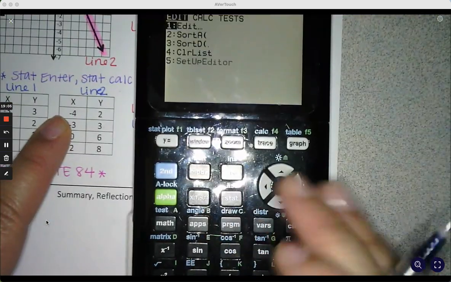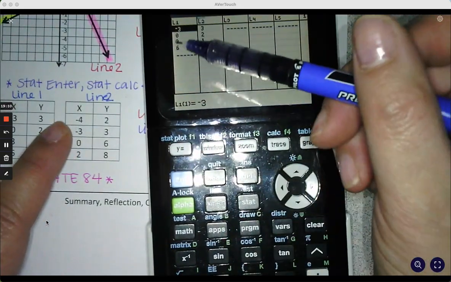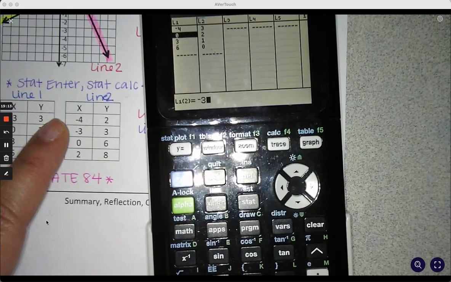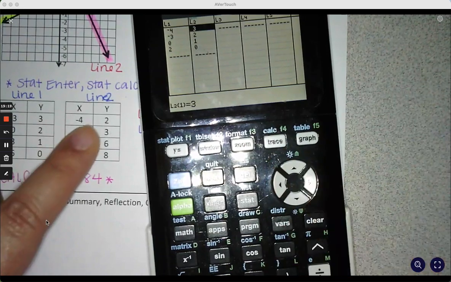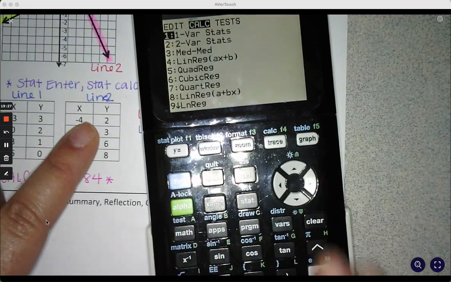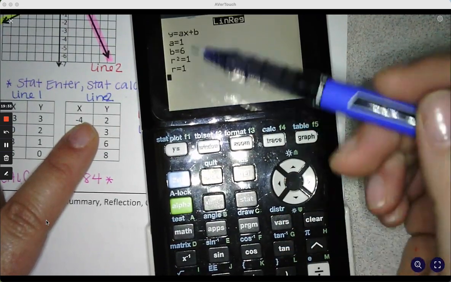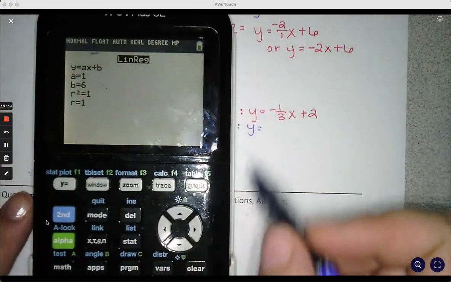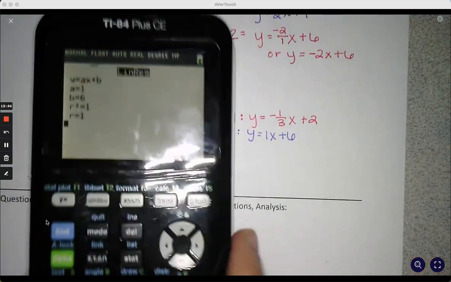Okay, so we're going to do the exact same thing for line 2. Okay, so we go back to stat, edit. You can clear it, or you can type your numbers right over the top of this. So I'm going to go -4, -3, 0, 2 over here, 2, 3, 6, 8. Okay, stat, calc, number 4, all the way down to calculate. So A is our slope, B is our y-intercept. So our equation is y equals 1x plus 6. Okay, if you have any questions, let me know.